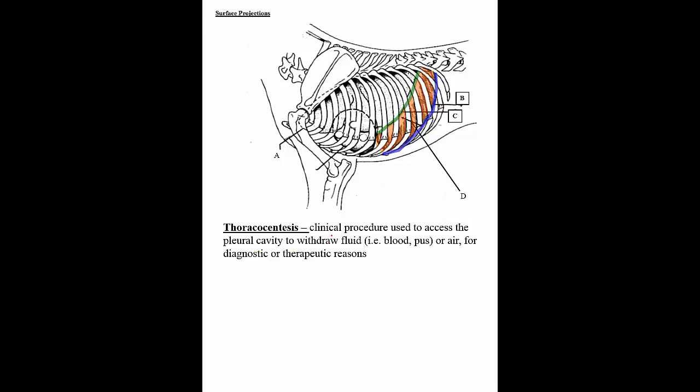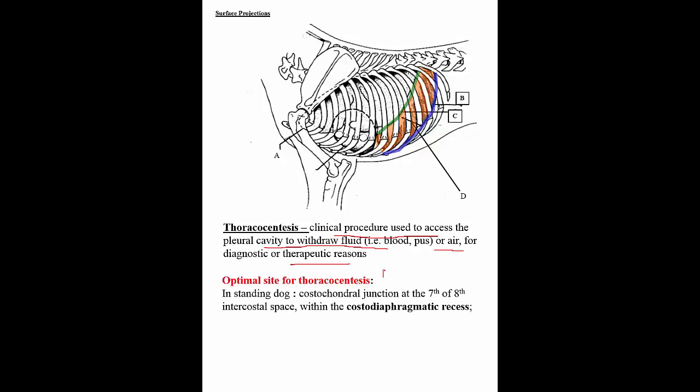So thoracentesis is a clinical procedure used to access the pleural cavity in order to withdraw fluid or blood or pus or air or gas for diagnostic or therapeutic reasons. So let's say the optimal site for thoracentesis in the dog, and let's say we're going for fluid in the standing dog. What are we accessing here? The pleural cavity, or basically the inside of that balloon that we talked about, or that green space in the schematic. So you're looking to access this without hitting the lungs.